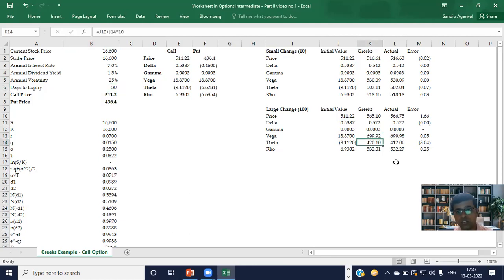Similarly, for the theta also, we can see if we assume that we have moved 10 days ahead in the expiry, then what would be the option price? The option price will become 511 minus 9.11 into 10. So the revised price becomes 420. Now we see if we change the days to expiry from 30 days to 20 days, then how the price of the call option will move in cell E2. You can see it becomes 412, which is the value I listed over here.